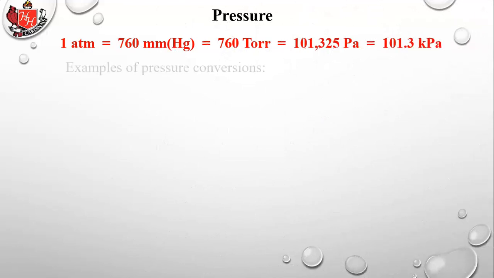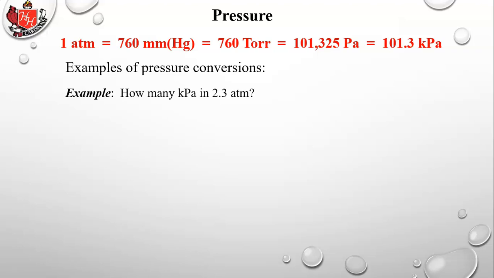So there they are. So we'll do a few example problems here. How many kilopascals in 2.3 atmospheres? So what you're trying to find, where the question mark would go, is kilopascals. You're trying to find out how many. And what you're starting with is 2.3 atmospheres. So what you need to do is look up above at the red conversions there and just find the 2 that you're interested in, which is atmospheres and kilopascals. So 1 atmosphere equals 101.3 kilopascals.